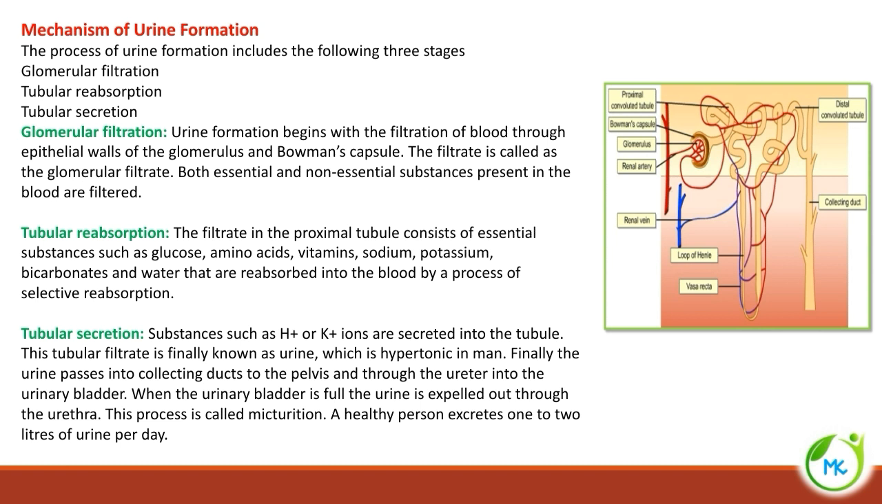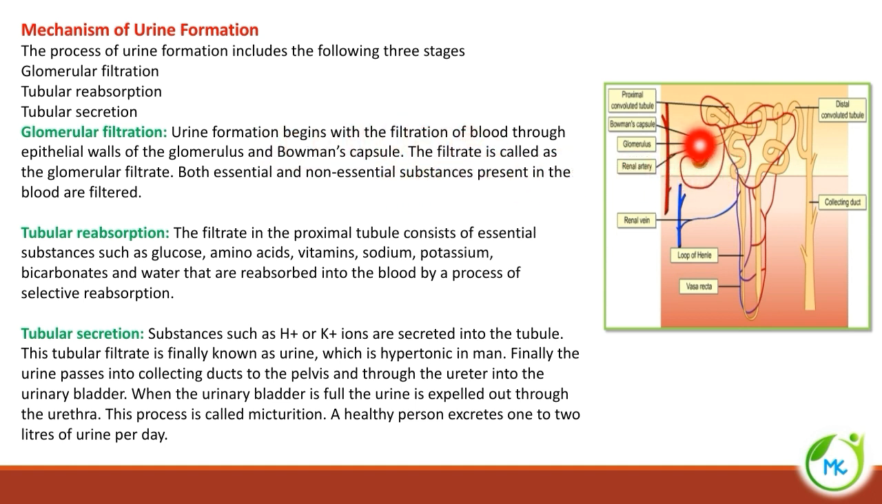Now let's see the mechanism of urine formation. The process of urine formation includes 3 stages. Very important stages. First is glomerular filtration. Next is tubular reabsorption. Next is tubular secretion. The first one, glomerular filtration. So the filtration of blood is going to take place.